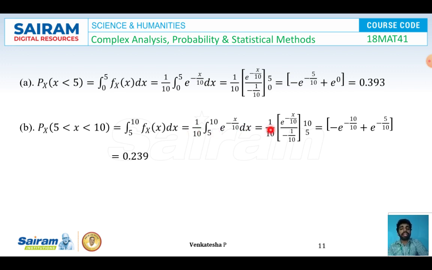The constant 1 by 10 I am taking outside. After integrating e power minus x by 10, I got e power minus x by 10 by minus 1 by 10. 1 by 10 gets cancelled between the limit 5 to 10, and after applying the limit, I got minus of e power minus 10 by 10 plus e power minus 5 by 10. So after simplifying this, I got the value 0.239.